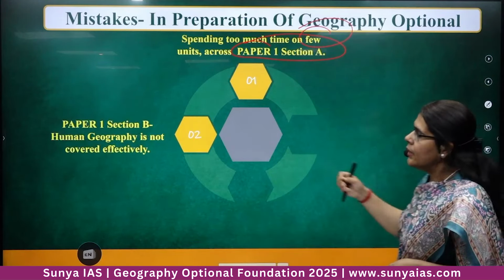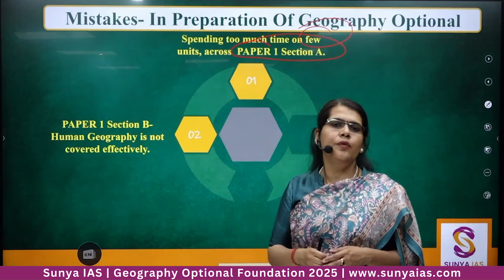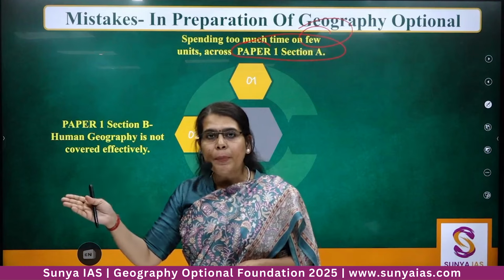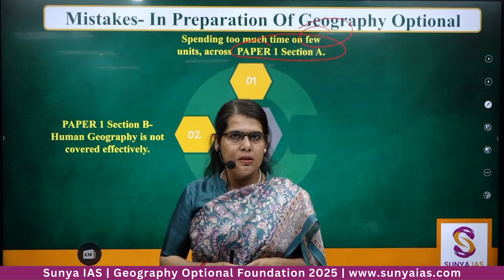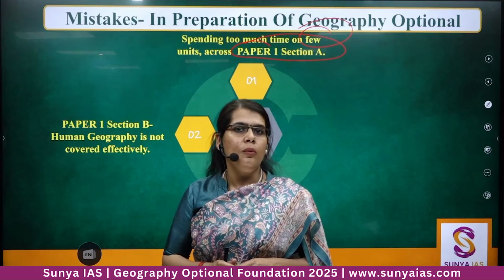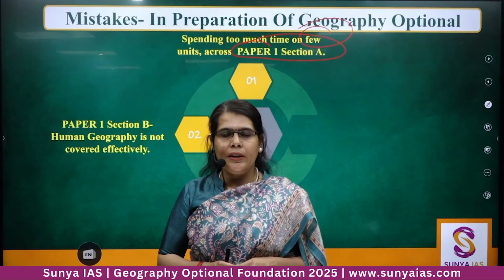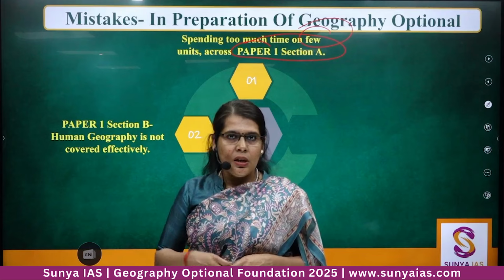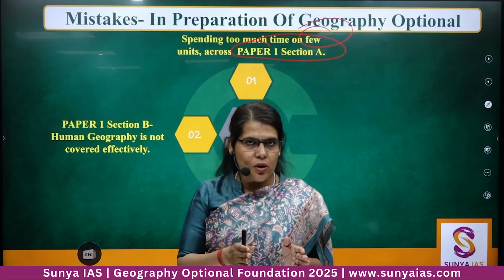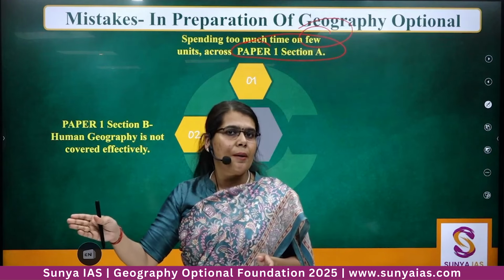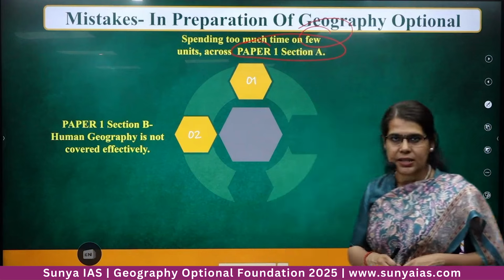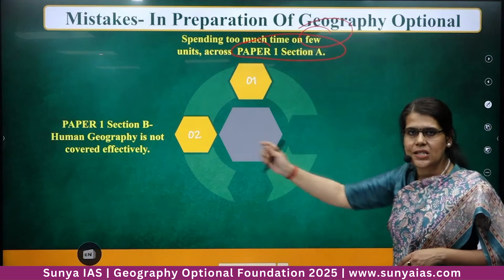Next mistake, that is human geography is not covered effectively. So hence you are not able to make your paper 2 answers look like geographical answers, because you do not have enough hold on those topics from the human geography in paper 1, because of which your score in paper 2 remains low. So human geography has a huge overlap with your paper 2. So you will not make this second mistake as well, that is not covering human geography extensively.